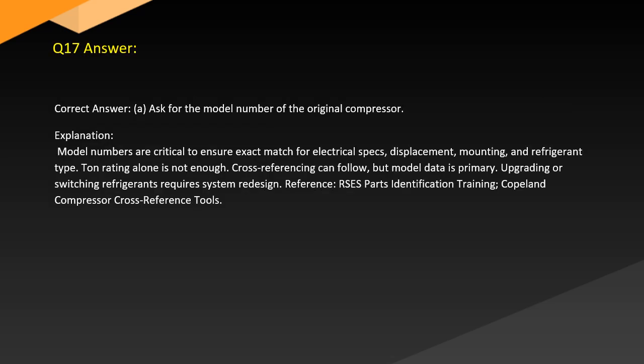Answer. Correct answer: A. Ask for the model number of the original compressor. Explanation: model numbers are critical to ensure an exact match for electrical specs, displacement, mounting, and refrigerant type. Ton rating alone is not enough. Cross-referencing can follow, but model data is primary. Upgrading or switching refrigerants requires system redesign. Reference: HVACR parts identification training, open compressor cross-reference tools.